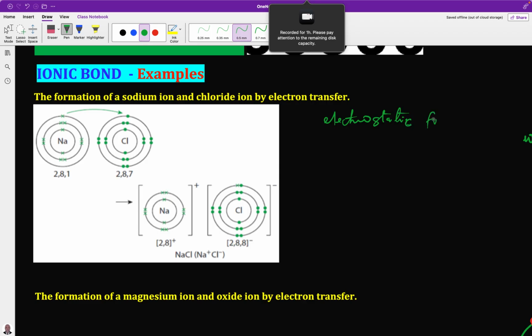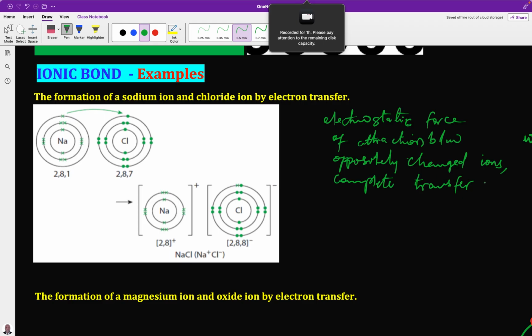An ionic bond is an electrostatic force of attraction between oppositely charged ions formed by complete transfer of electrons from one atom to another.